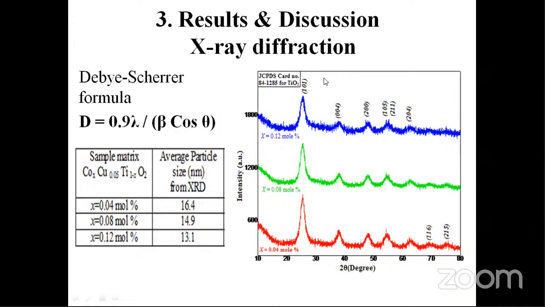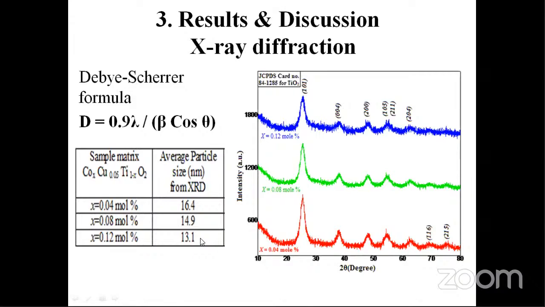The crystallite size of the prepared nanoparticles was determined by the Debye-Scherrer formula, that is D equals 0.9 lambda upon beta cos theta. Here the value of lambda is 1.5406 angstrom, and this is the wavelength of the X-rays used. The calculated values of particle size are 16.4 nanometer, 14.9 nanometer, and 13.1 nanometer.